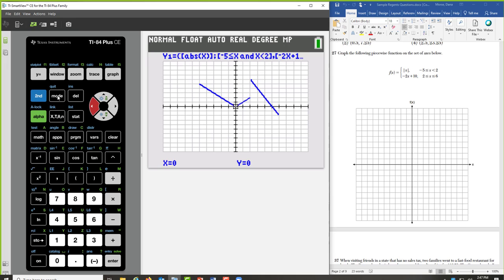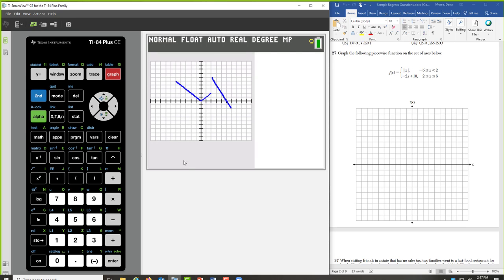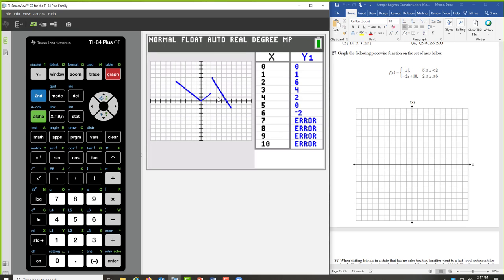We go to Mode. We scroll down to the word Full. We scroll over to Graph Table. This has been on the 83 plus, 84 plus for years. No one ever does it. It's under our noses. Select Graph Table. You get a multiple representation. Here's the table. Here's the graph.